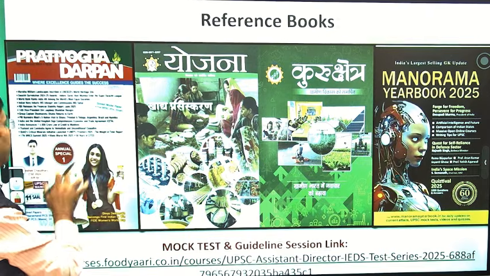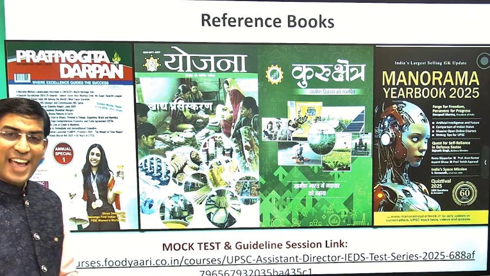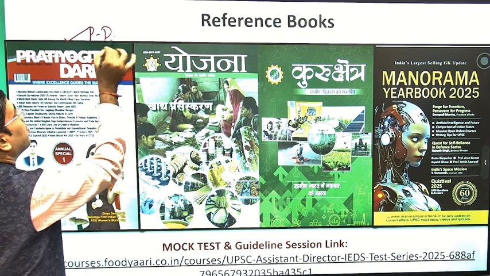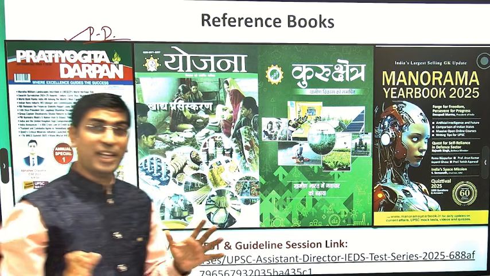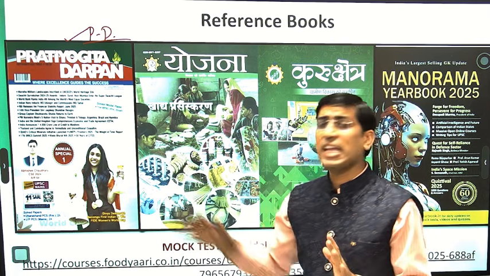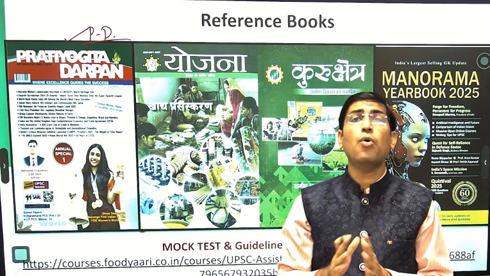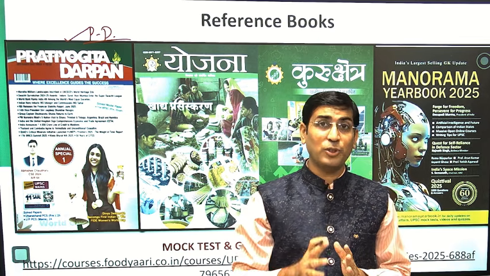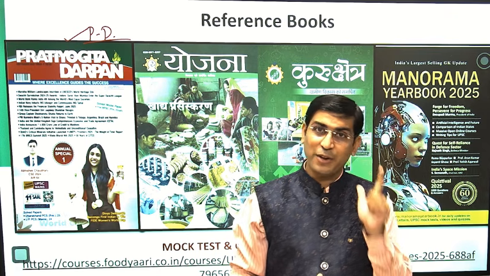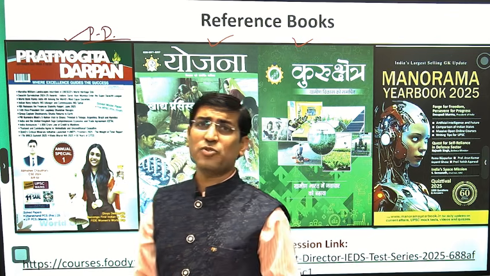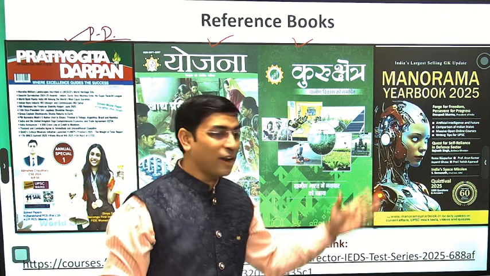Let's move on. Now the reference books. As I said, we take them one by one. So PD is one of the good reference copies I could say, through which you can study completely. If we are talking about the national important schemes, different types of Yojana, for them two books, Yojana and Kurukshetra, they are the best ones. And yes, for the year book, you have the Manorama year book.